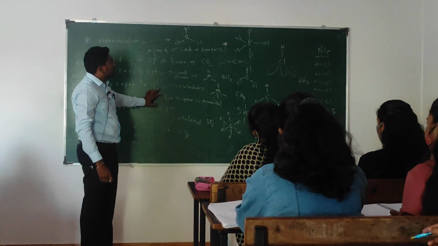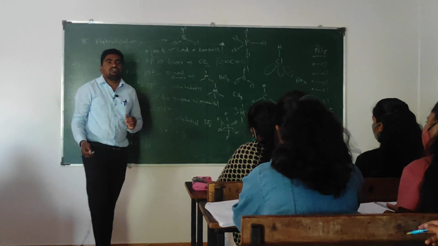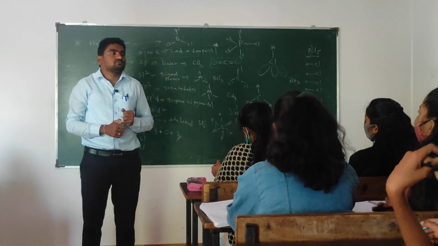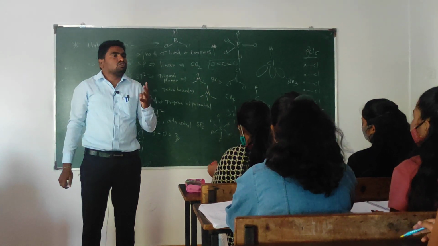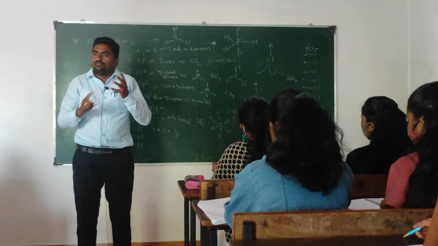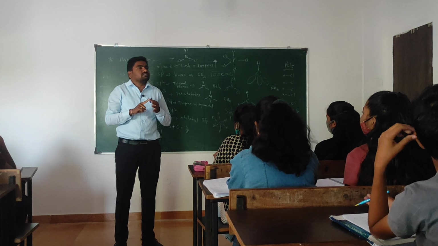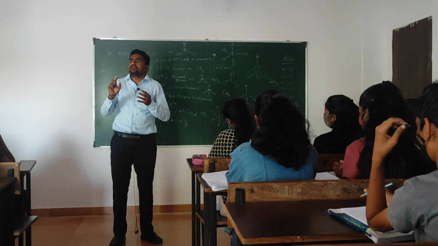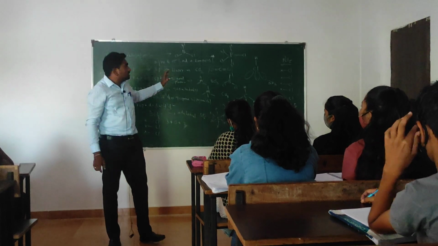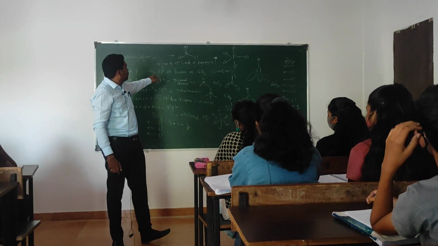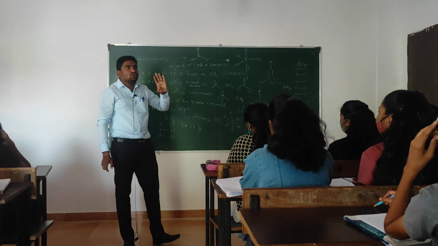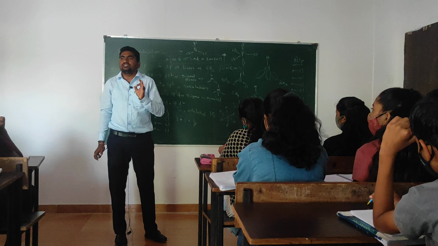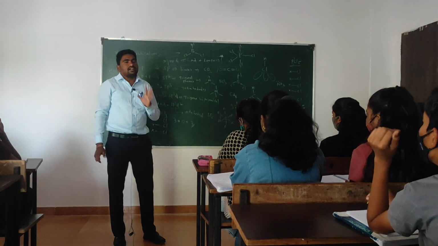Now tetrahedral. What is the example for tetrahedral? CH4. What is the central atom? Carbon, group number 4, and it is attached with how many hydrogens? 4. So 4 bonds means sp3 hybridization. The number of sigma bonds is 4 and lone pairs are 0, so it has sp3 hybridization. The structure is tetrahedral.